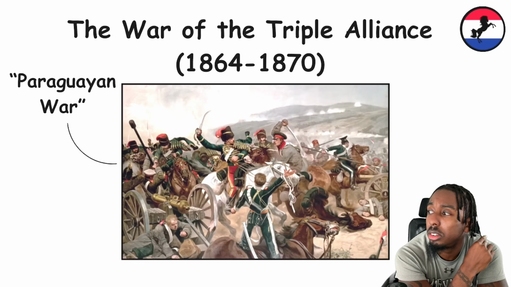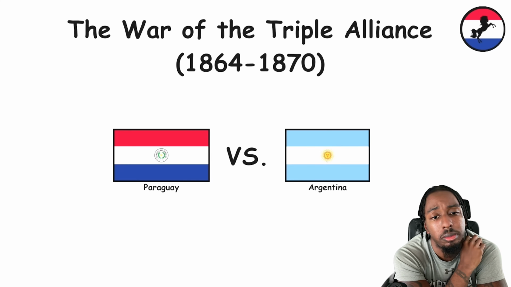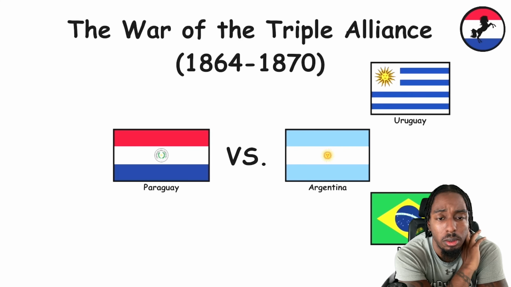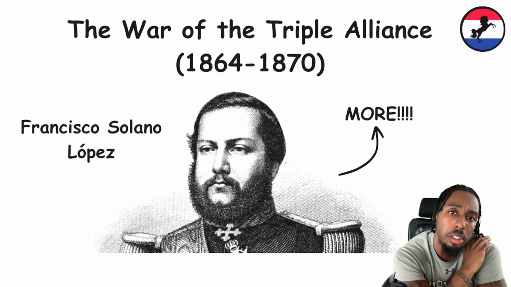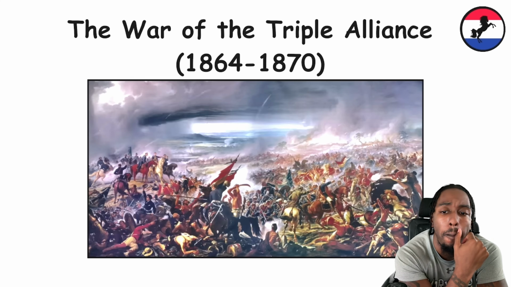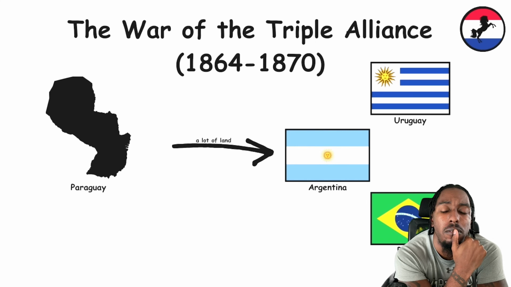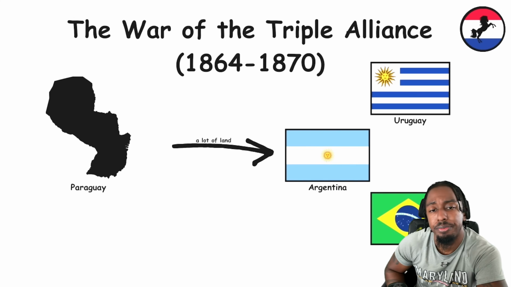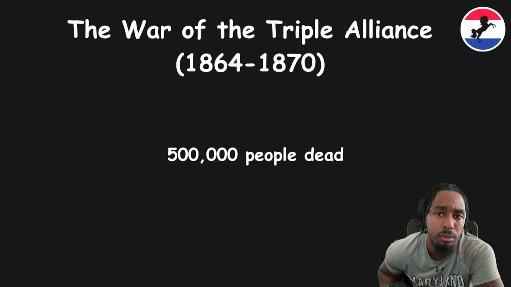Also known as the Paraguayan War, this conflict was fought between Paraguay and a coalition of Argentina, Brazil, and Uruguay. The war began when Paraguay's leader, Francisco Solano Lopez, sought to expand his territory and influence in the region. The war ended with the defeat of Paraguay and the signing of the Treaty of Asunción in 1870. Paraguay lost significant territory and was forced to pay reparations to the victorious Allies. Over 500,000 people lost their lives during the war.